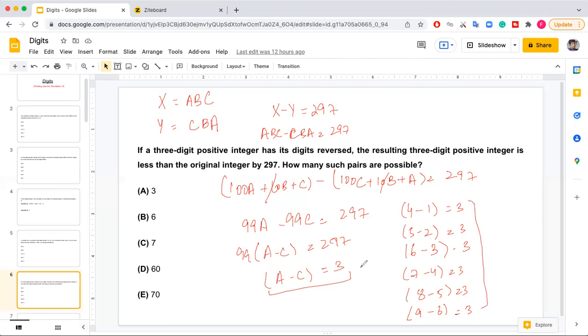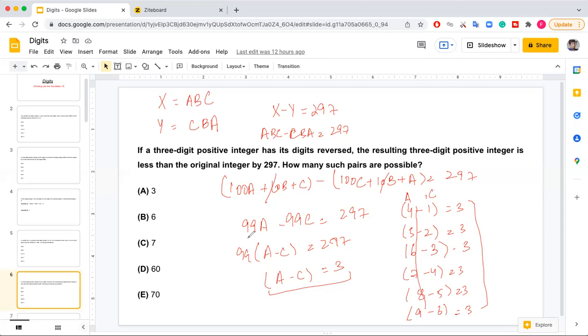What are these 4, 5, 6, 7 values? Listen, we have A minus C equal to 3, so we are checking in what scenario we could have A minus C equal to 3. This whole thing is for A, and this whole thing is for C. If A is equal to 4 and C is equal to 1, we will get 3. So I'm asking, the answer must be C. Is that true? Are we missing something here?